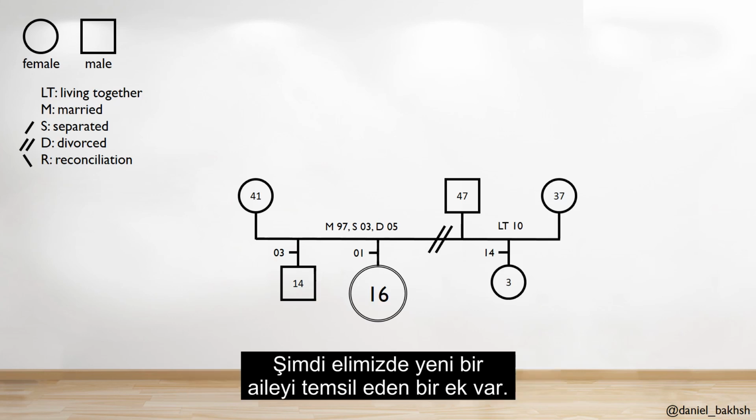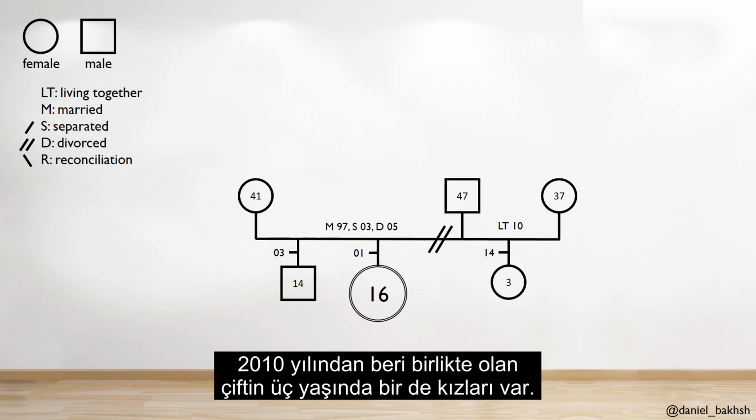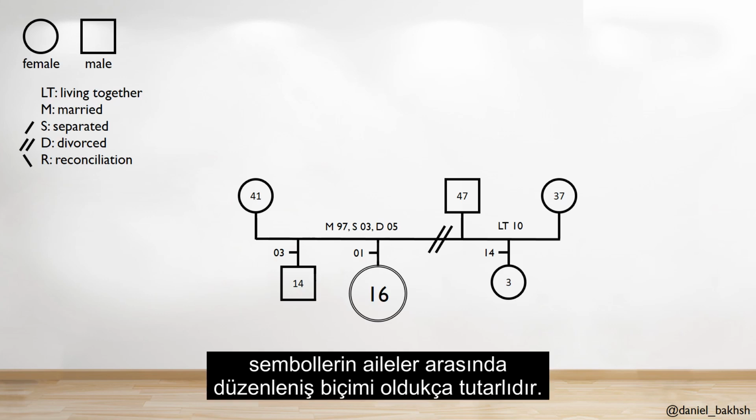Now we have an adjunct drawn on that represents a new family. The father now has a new partner, living together since 2010. And they also have a daughter that is 3 years old. As you can see, the symbols are very consistent in how they are arranged between families.